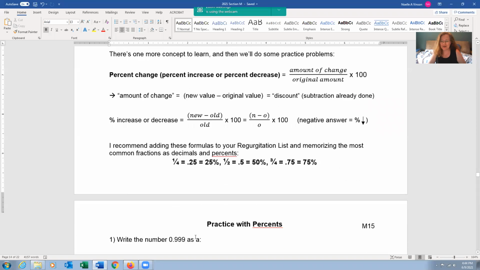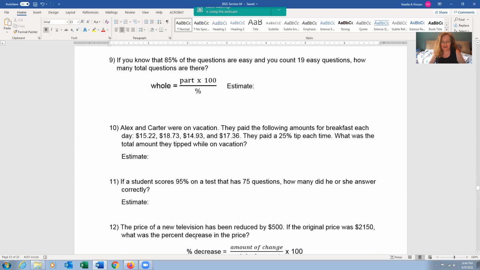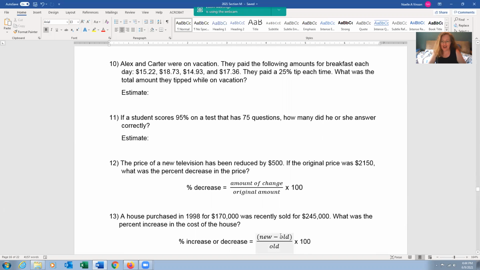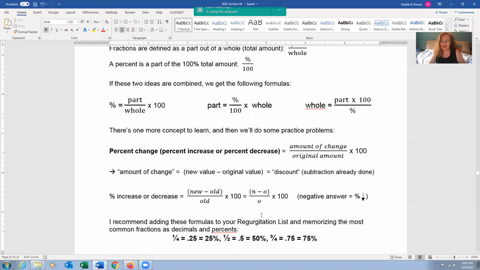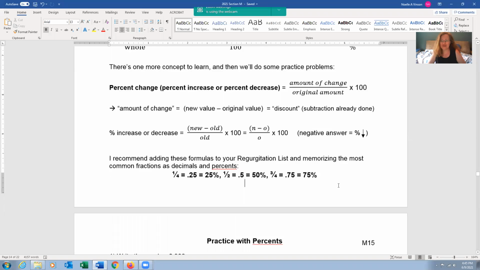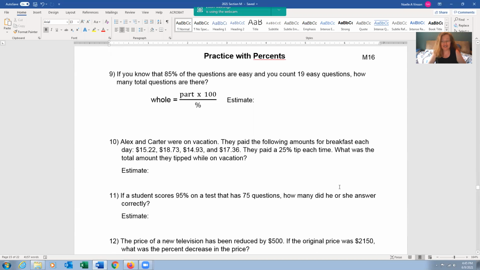Okay, let's see where we were. I think we were going to look at number 12. And, did I show you the new bit where the word discount is the same as the new value minus the original value? And in that case, your subtraction's already been done. So you would just take that amount and divide it by the original amount and multiply by 100. Number 12 on page M16, at least as of June 9th, 2021.